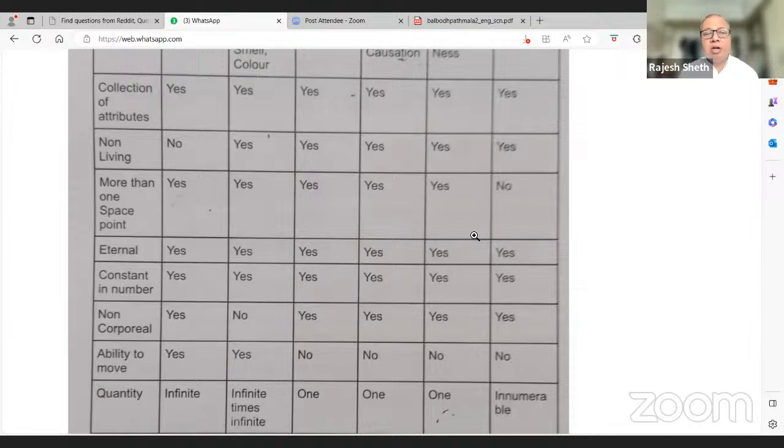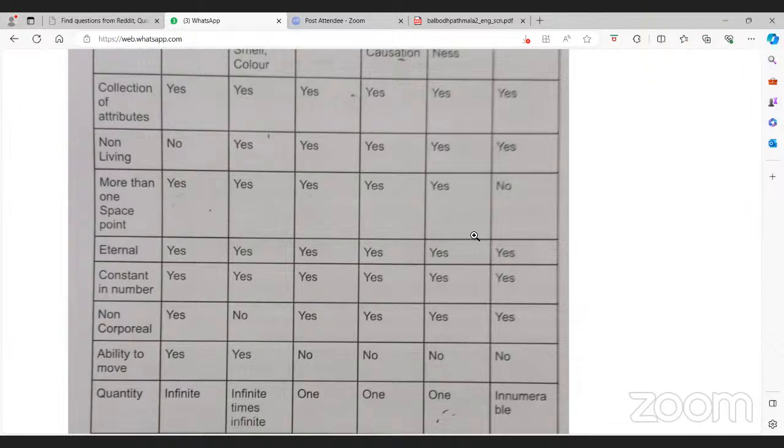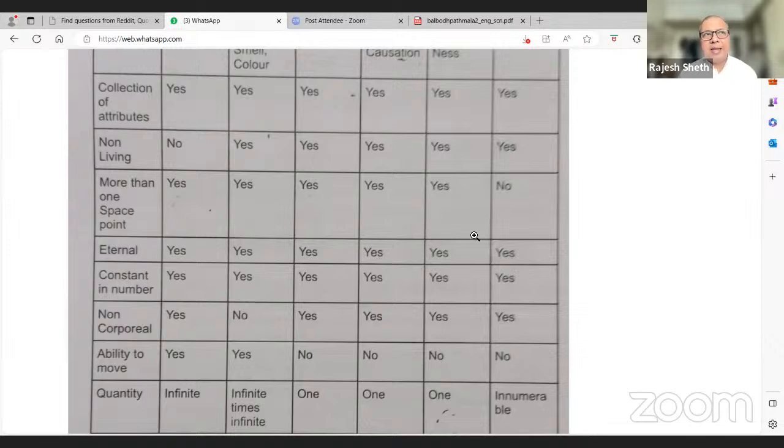You just explain non-corporeal. So now what is non-corporeal? I will make you understand: the one which has touch, taste, smell, color is a corporeal substance. The one which does not have touch, taste, smell, and color is non-corporeal. So how many substances are corporeal and how many non-corporeal? We are just counting the non-corporeal.